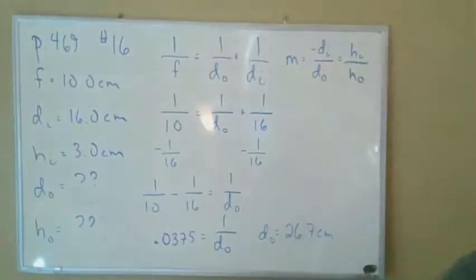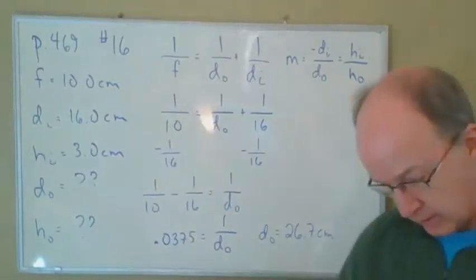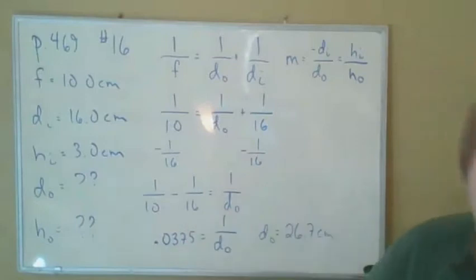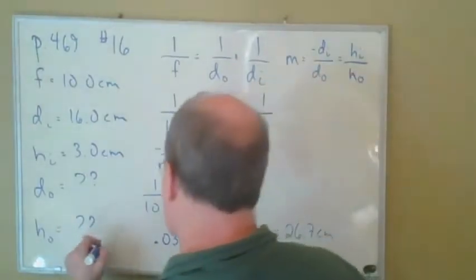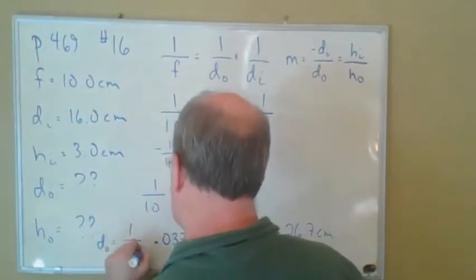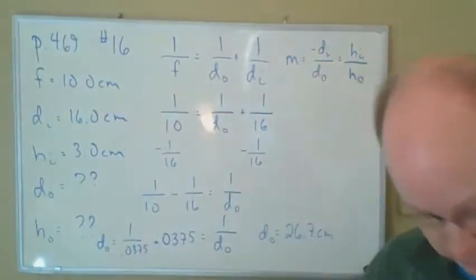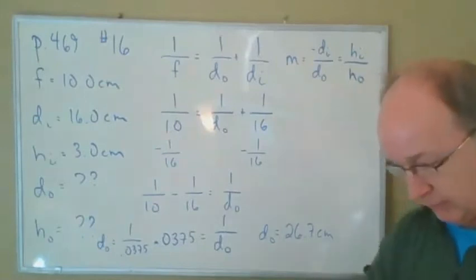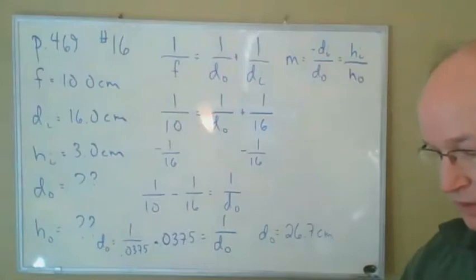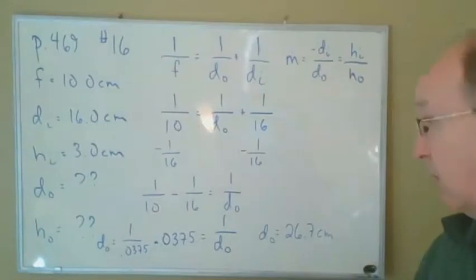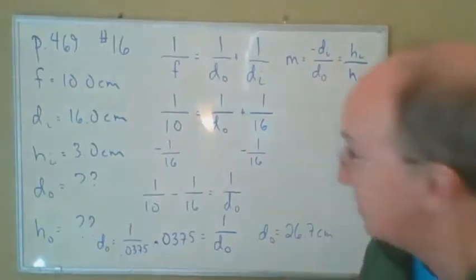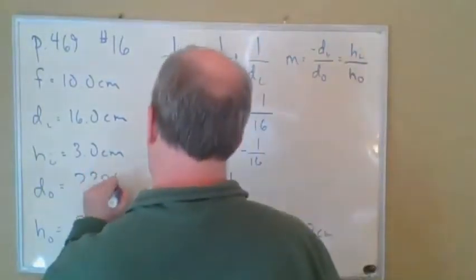Now, if you don't have that button, or if you can't find that button, the other thing you can do is just literally go 1 divided by that. So DO would be 1 divided by 0.0375. Okay, so I can go 1 divided by 0.0375, and I get 26.7 centimeters. So that is my object distance. That is my answer here.